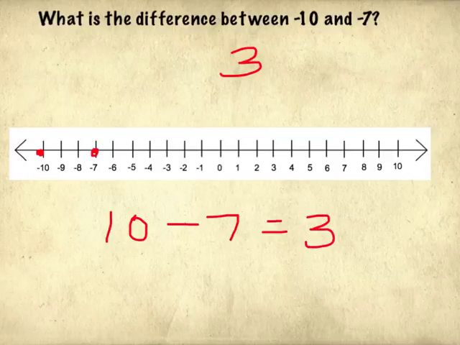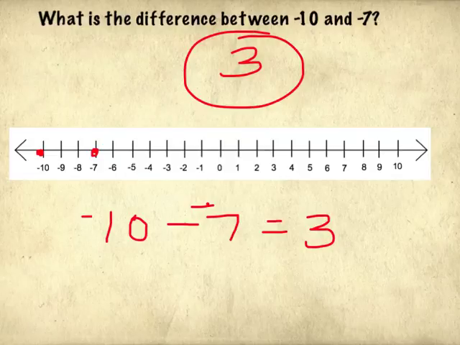So the difference between 10 and 7 is going to be the same as the difference between negative 10 and negative 7. You don't have to put a negative in there because we're not really talking about which direction to go. We just want to know how many spaces are between them. And there are 3 spaces between them.